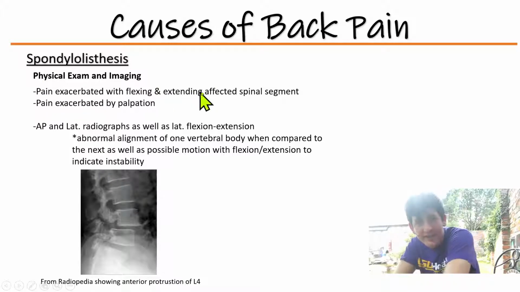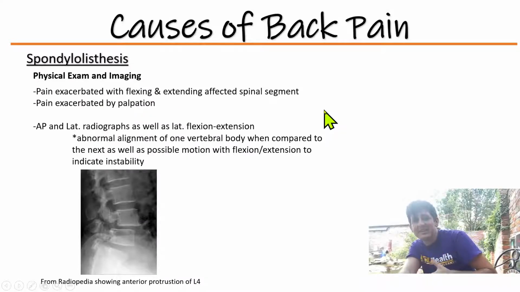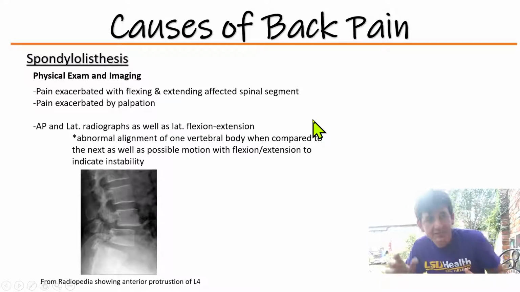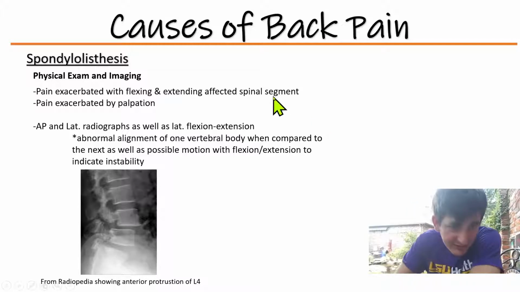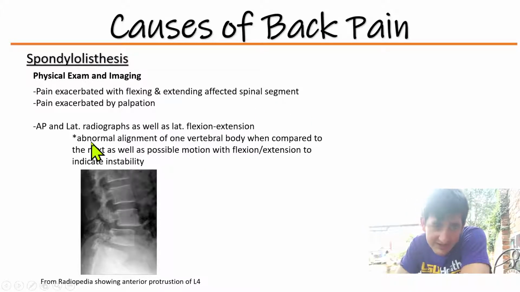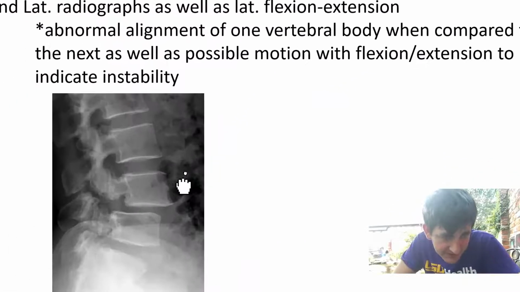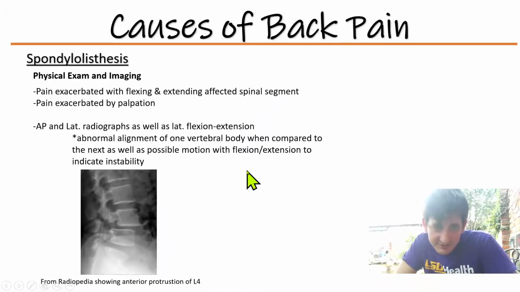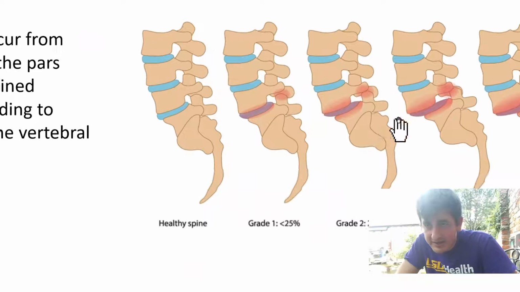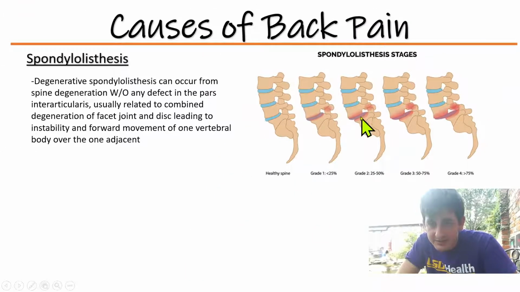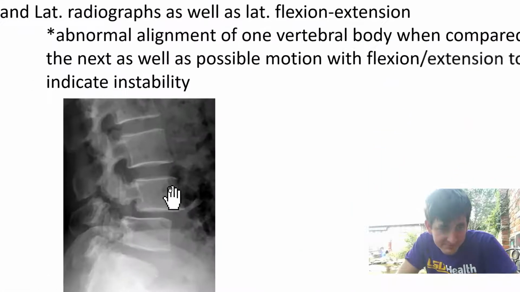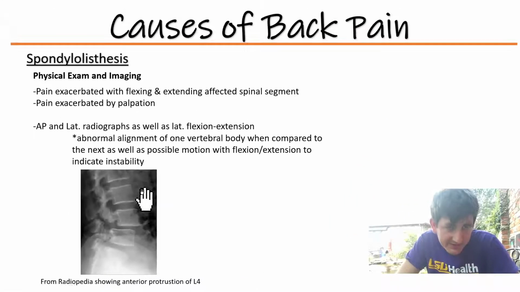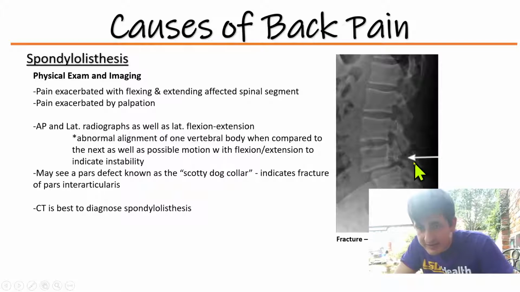Physical exam and imaging: pain exacerbated with flexing and extending affected spinal segment. Pain exacerbated by palpation. It's tender. AP and lateral radiographs, as well as lateral flexion extension, can show abnormal alignment of one vertebral body when compared to the next, as well as possible motion with flexion extension to indicate instability of the spine. Here is anterior protrusion of L4 over L5, and this appears to be about 30%. If we look at our drawing here, it appears to be about 30%, 40% slippage. And there's no pars defect.